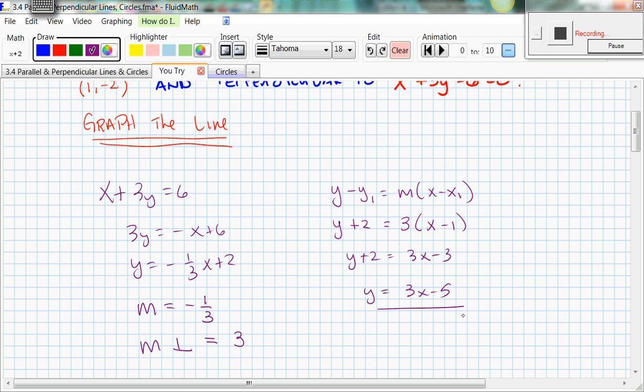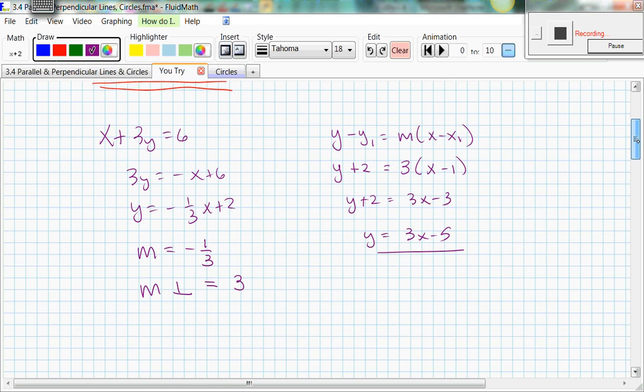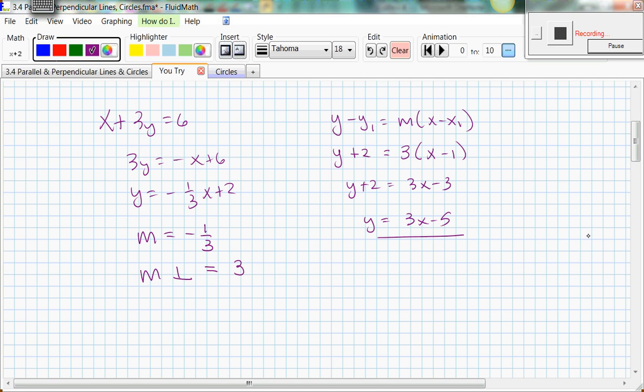That's a great approach. Now, how do you check to see if those lines are indeed perpendicular? What can you do, Daniel? If 3 times negative 1/3 equals -1. There we go. 3 times negative 1/3. Does that equal -1? Check. Those lines must be perpendicular.